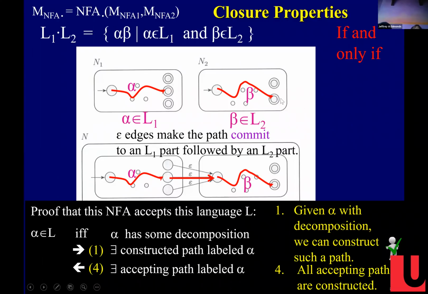Because we need it to be a concatenation, we need an alpha and a beta. So our machine down here is only going to accept when we've read in an alpha and we've read in a beta. Oh, okay. Thank you. That makes sense? Yeah, thank you.